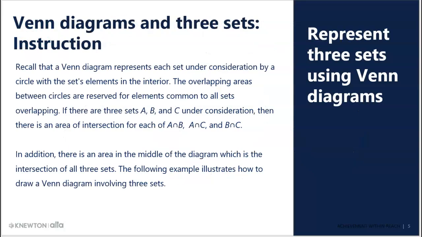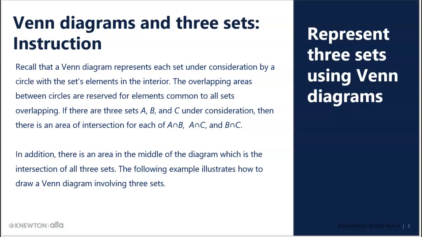So, Venn diagrams in 3 sets. A Venn diagram represents each set under consideration by a circle. So there'll be 3 circles if there are 3 sets. The set's elements are on the inside. That's what interior means. The stuff that's in the set has to show up inside the circle for that set. The overlapping areas between circles are for the things that are in common.